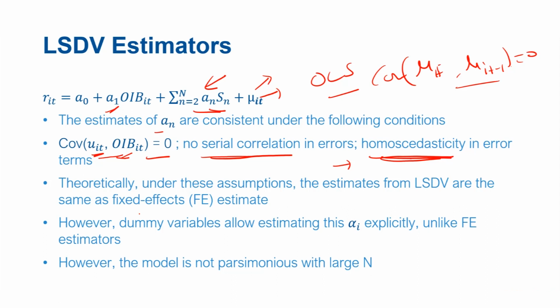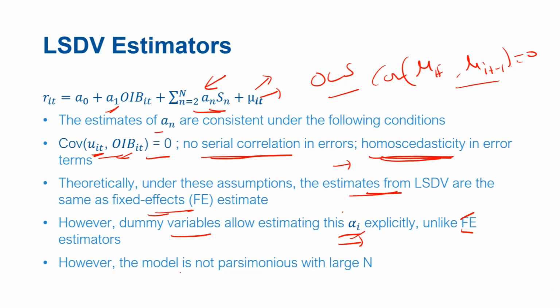Later, we'll also discuss another fixed effects approach. Under these assumptions, the estimates from LSDV are theoretically identical to fixed effect estimates. The advantage of this dummy variable approach is that we can estimate the unobserved heterogeneity alpha i explicitly, unlike fixed effect estimators, which we'll discuss later, where we eliminate them from the model through a small and intuitive procedure. Here we can measure it explicitly, which is important if your objective is also to measure the impact of alpha i on the dependent variable, or return in this case.